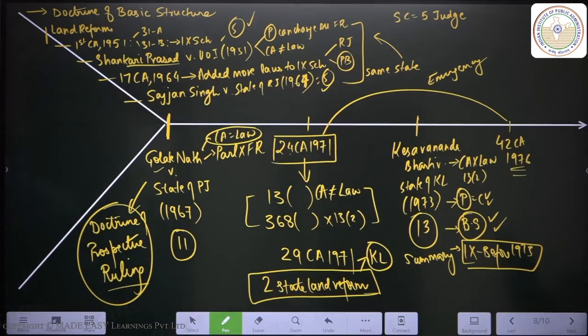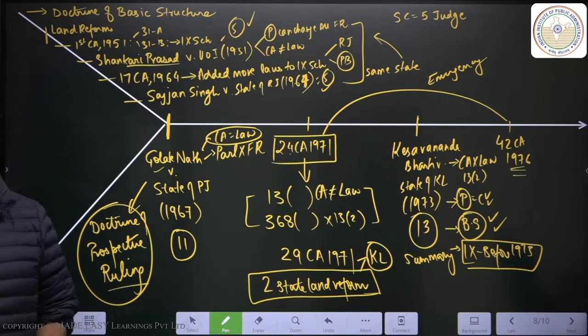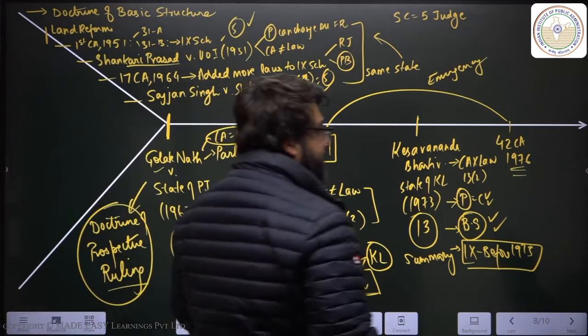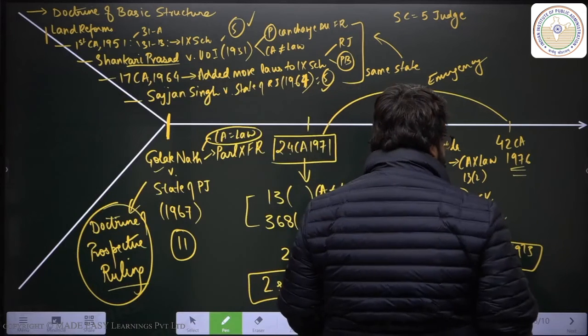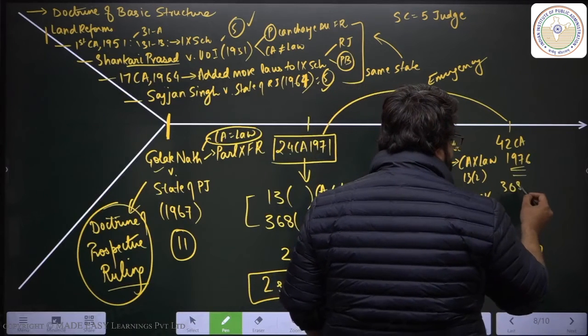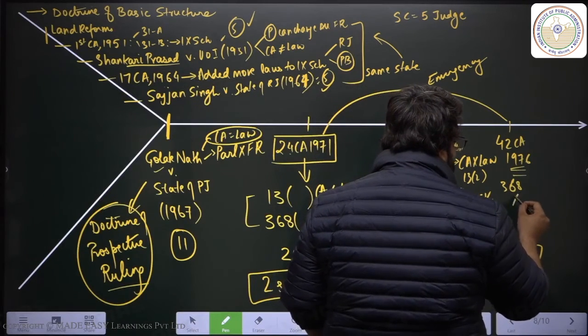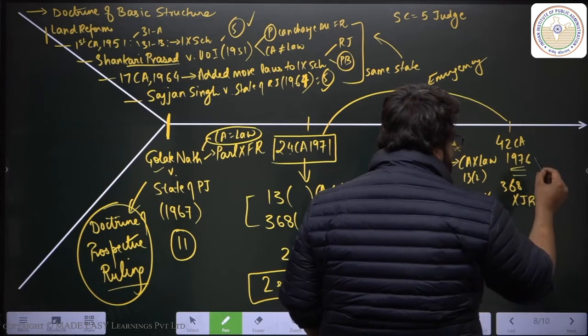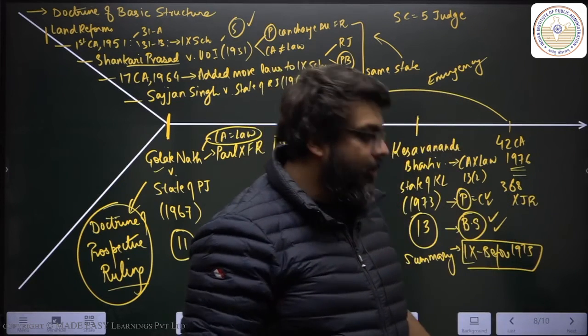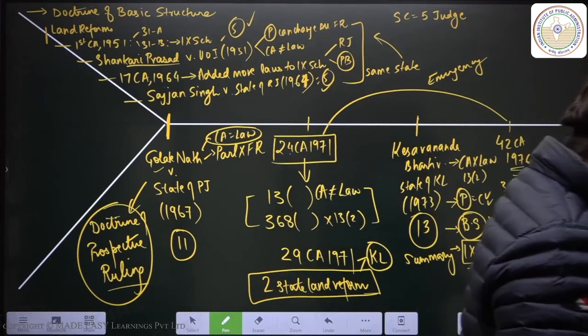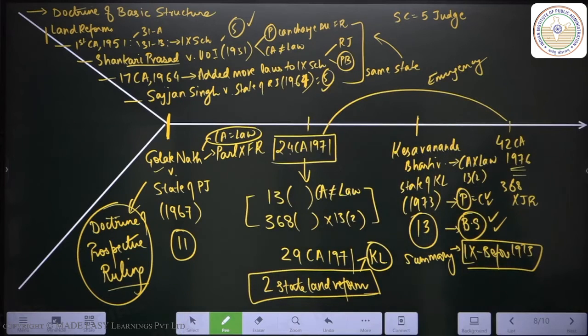History repeats itself. In the 42nd Amendment, she tried to add a clause to Article 368 and said any amendment to the Constitution will be immune from judicial review.